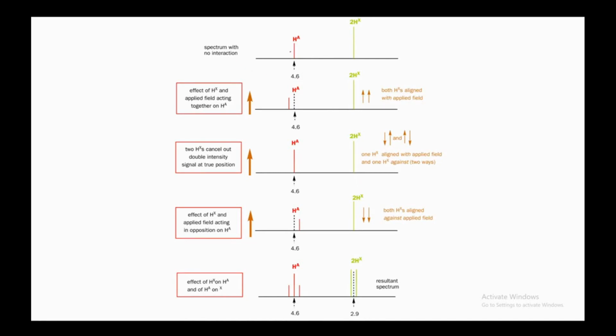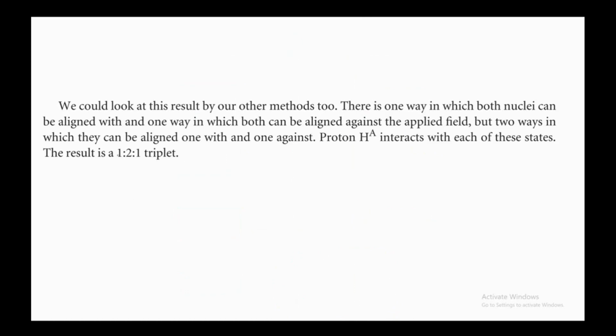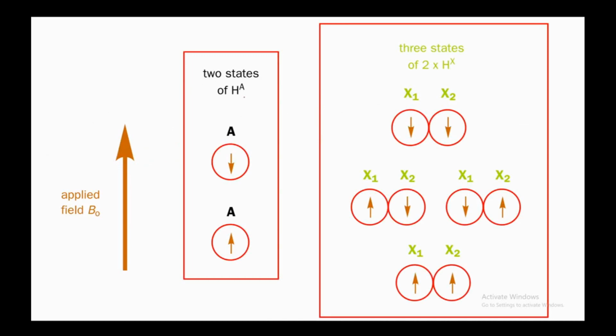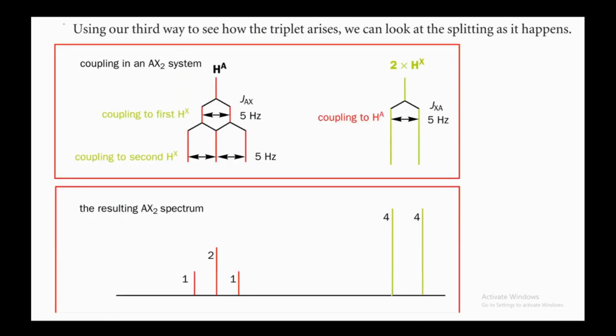A spectrum with no interaction will be like singlets, and when they interact, they will look like this. So HX will give you a doublet and HA will give you the triplet. We could conclude that the triplet has this intensity 1:2:1. Both X1 and X2 can be aligned against, or one aligned and one against, or both aligned. So this is how you do the coupling in an AX2 system.